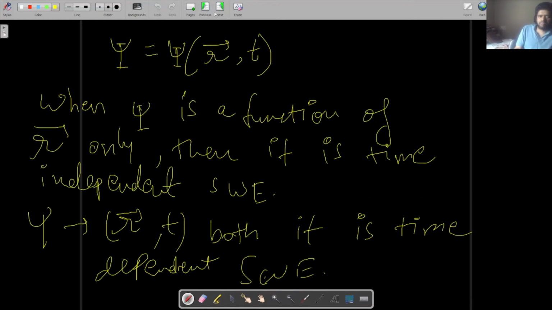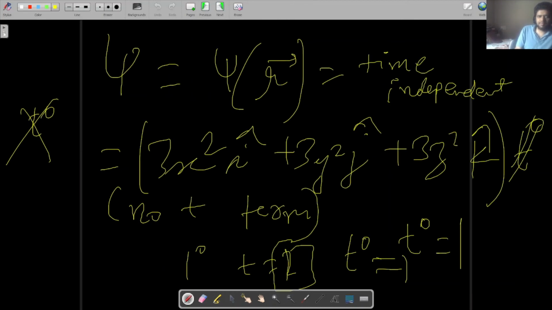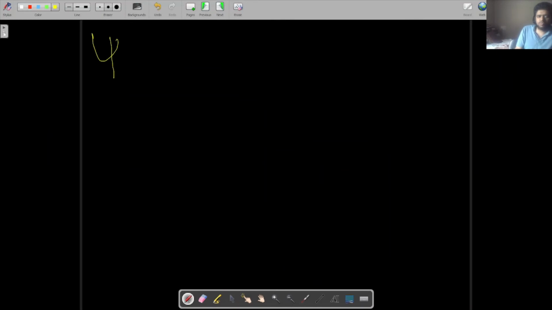And what is the time dependent one? This is the time independent function. Now a time dependent example I can give you like this.